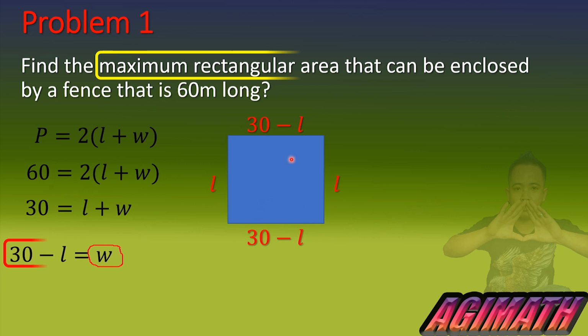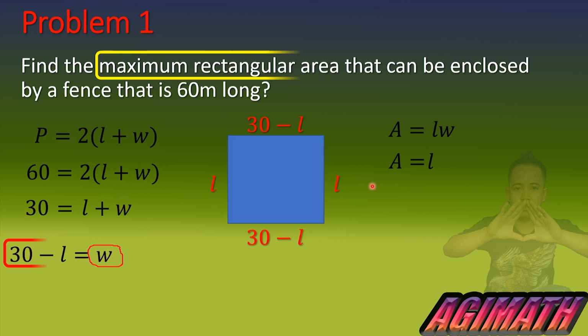Now after getting representations for the length of each side, we can now proceed with what is asked. Find the maximum rectangular area. So it is talking about area. So meaning we can also use the formula for area, which is area is equal to length times width. And since we already have representations for length and width, we can substitute.